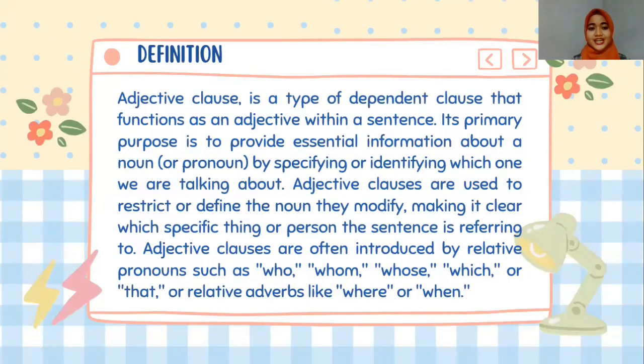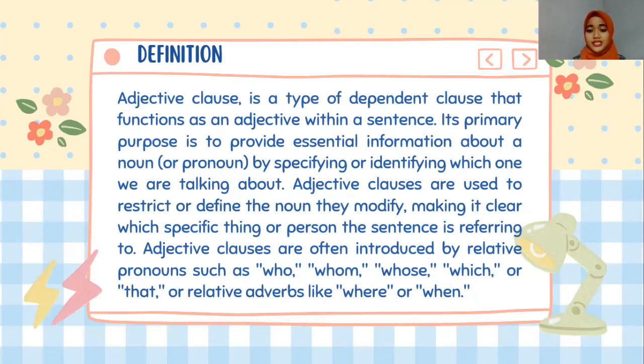First, the definition. Adjective clause is a type of dependent clause that functions as an adjective within a sentence. Its primary purpose is to provide essential information about a noun or pronoun by specifying or identifying which one we are talking about. Adjective clauses are used to restrict or define the noun they modify, making it clear which specific things or person the sentence is referring to.